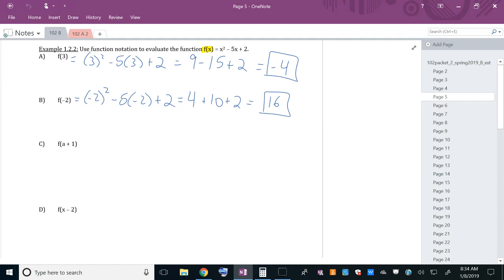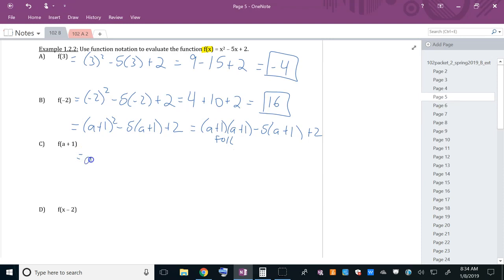What happens if you have an expression, f of a plus 1? Well, our first step looks pretty similar. Everywhere that I had an x, I replace it with an a plus 1. Now, if I square something, that means to multiply it by itself. So let me rewrite it like that so that we can FOIL.